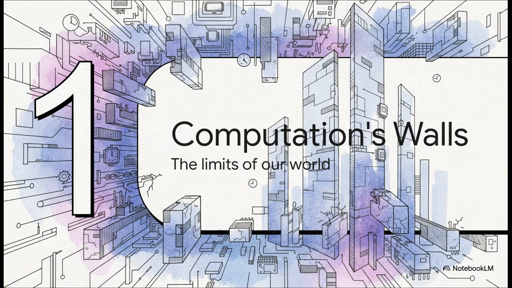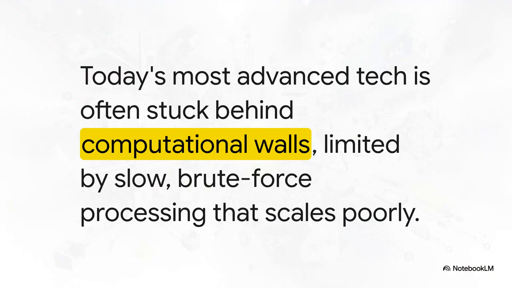All right, Section 1, Computation's Biggest Walls. We're talking about the limits of our digital world. To really get why a breakthrough like this is such a big deal, you first have to understand the walls we've been hitting our heads against. Despite all the progress we've made, computing has some serious speed limits, and they're holding back some of our coolest tech. So the main culprit here is something called brute force calculation.